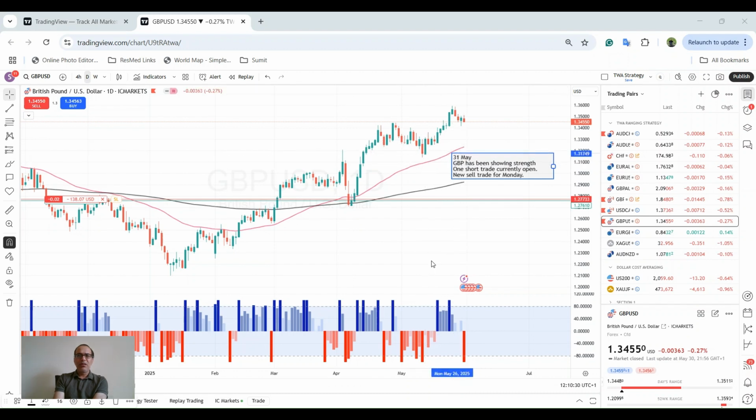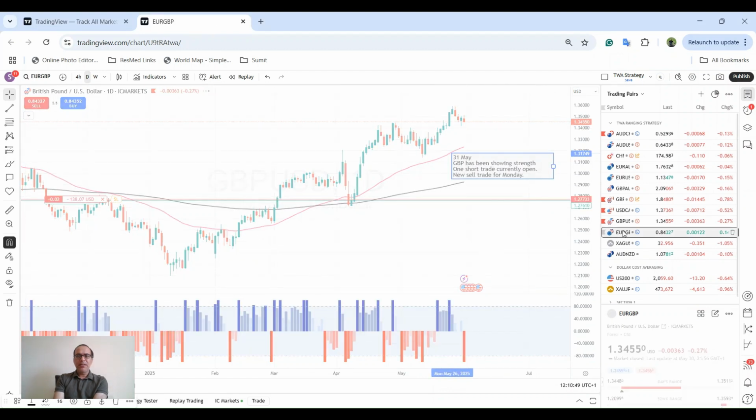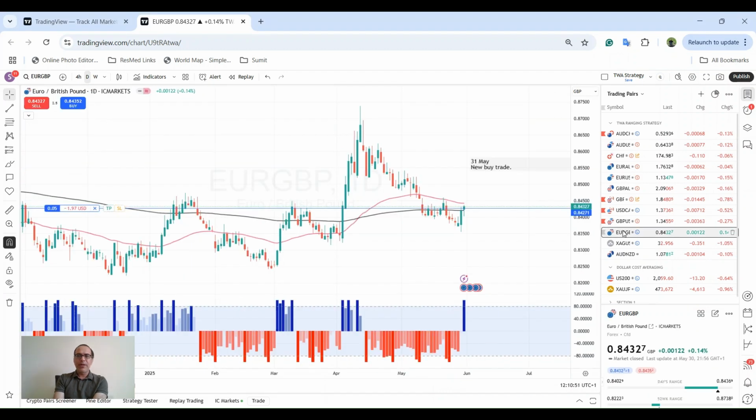Again, the dollar has been weak for the past few weeks, months in fact. So that's the reason why we see this bullish trend. You can see from the moving averages as well. The Euro GBP, we got a new buy trade, which is actually a trade for Monday.